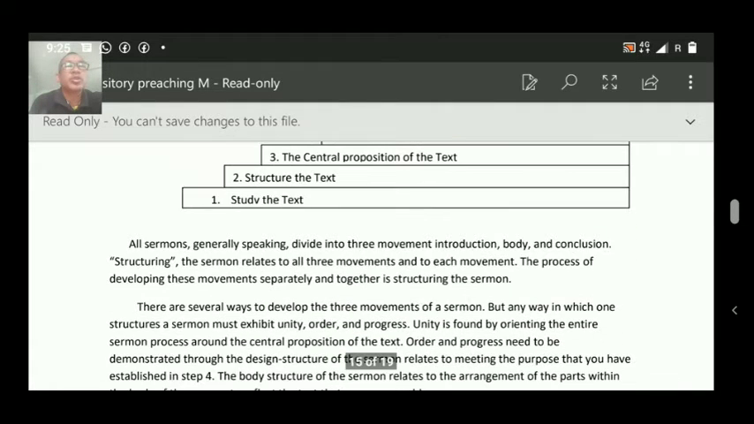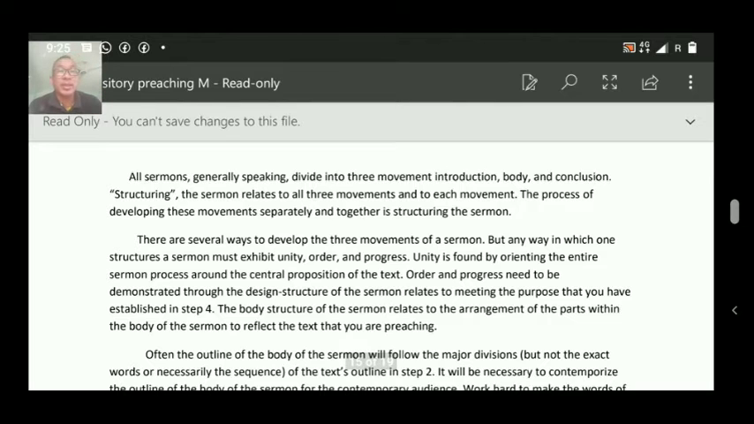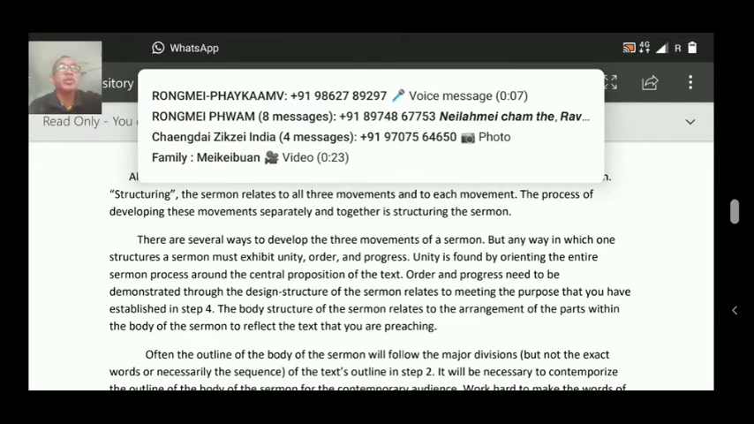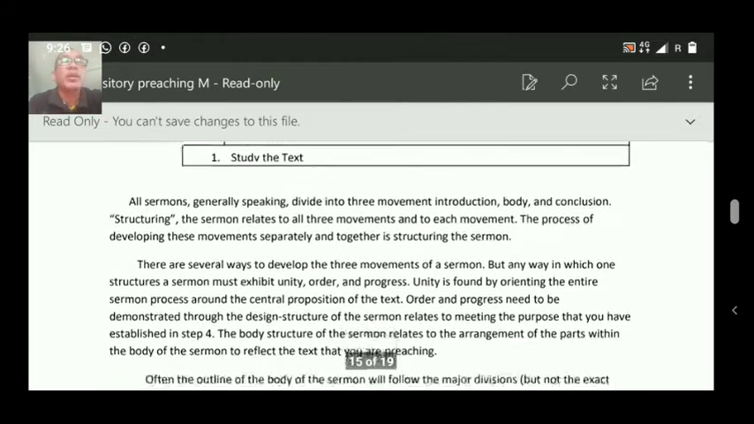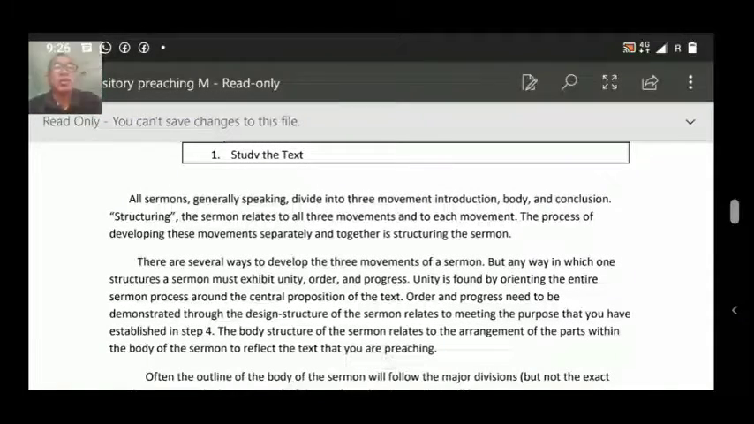Now, structuring the sermon is very easy when you understand, because your work has been done. All the raw materials that you were supposed to collect have been collected, and now you have to just bring them together and beautify it. That's all. Now let's read your notes. Of course, I will not explain much from your notes. I will give you the easiest one from the example.